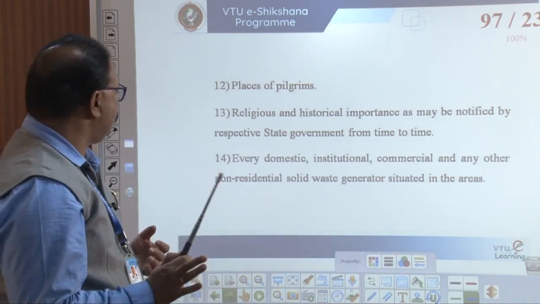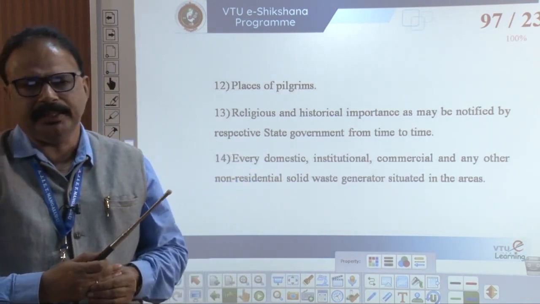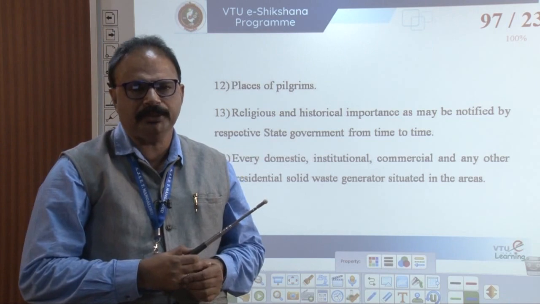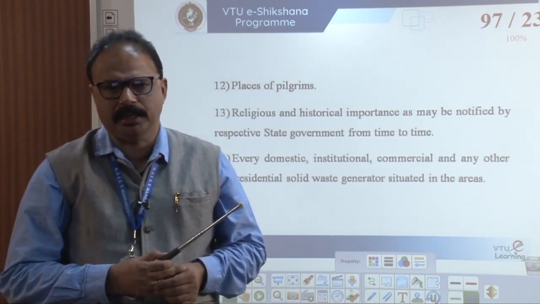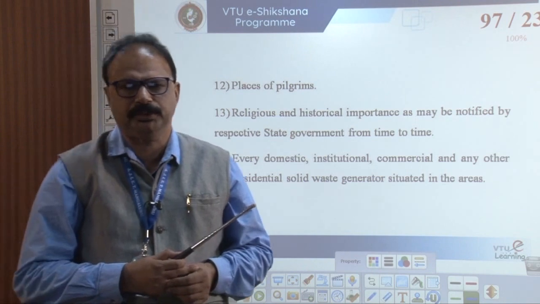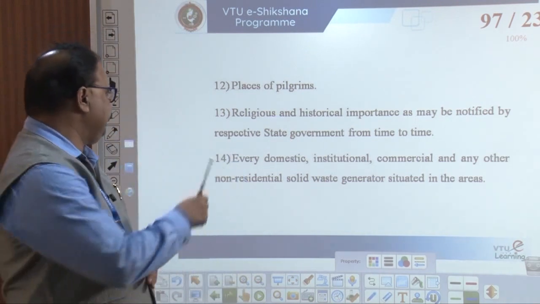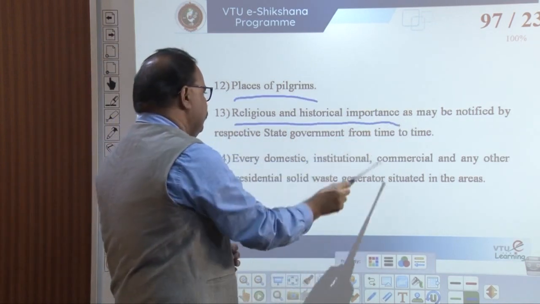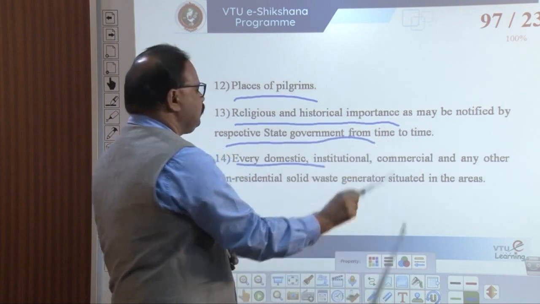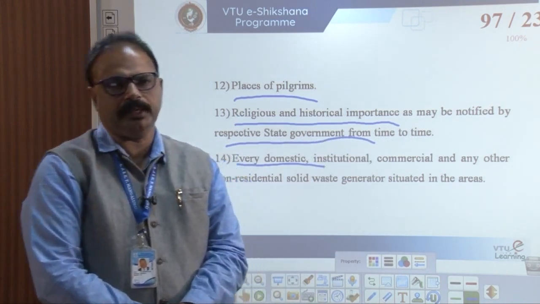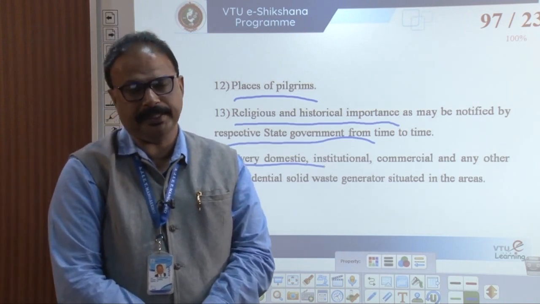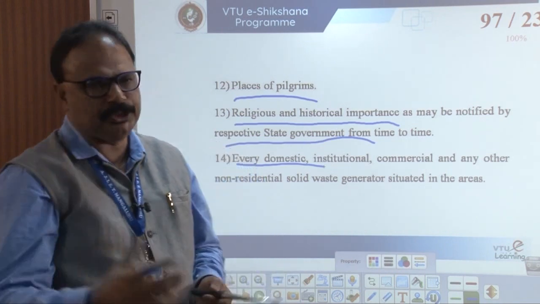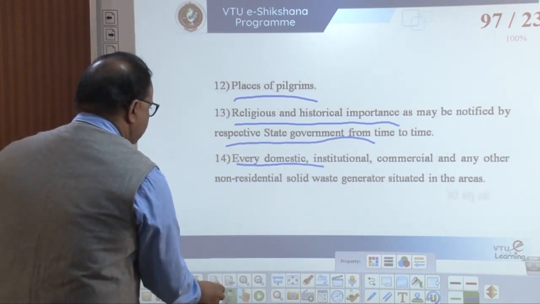Places of pilgrimage and tourism, religious or historically important places notified by the state government from time to time, every domestic, institutional, commercial and any non-resident solid waste generator situation area. About 13 areas, where there are pilgrim places, temples, religious and historically important notified areas, every domestic, institutional and others, all of this we have to cover. We have to collect the solid waste from all these places, about 14 places.